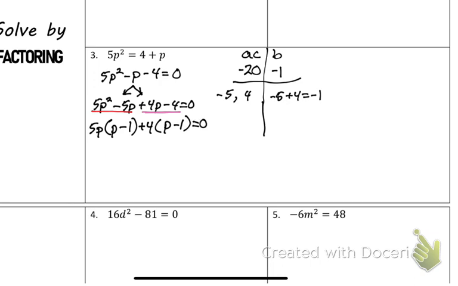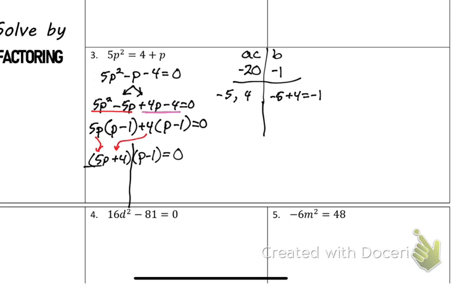And now, as long as both of these are the exact same, I can smoosh together these two. You are combining like terms. Just like if I have 2x plus 4x, it equals 6x. That's because 2 plus 4 equals 6. So we are combining like terms by smooshing together our 5p and our 4, giving us 5p plus 4 times p minus 1 equals 0.